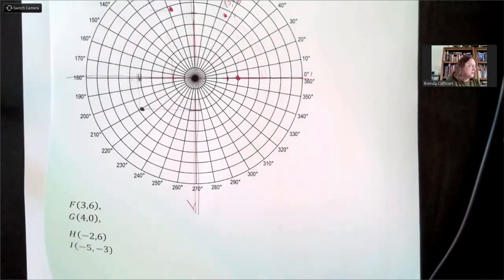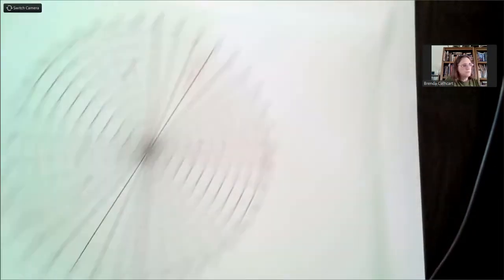Okay, so those are polar coordinates. That's our lesson that we're working with today on polar coordinates. We can convert from either rectangular to polar or polar to rectangular, and we can graph points.